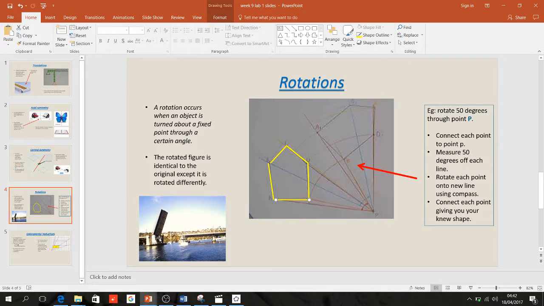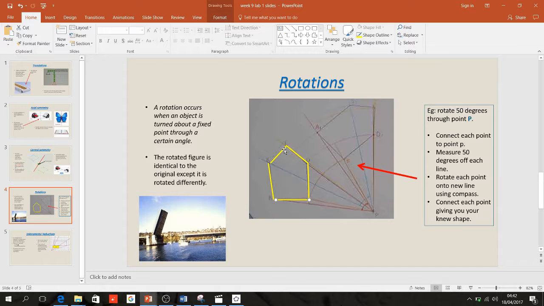Similarly to the bridge here, as you can see, it opens up to allow ships to go through and closes down again when they are gone past, rotating through a fixed point here, which is the hinge. And I suppose this brings us on to our point. A rotation occurs when an object is turned about a fixed point through a certain angle. So again, bringing us back to our bridge, the bridge rotates up at any angle and rotates back down, but the fixed point is always the hinge.